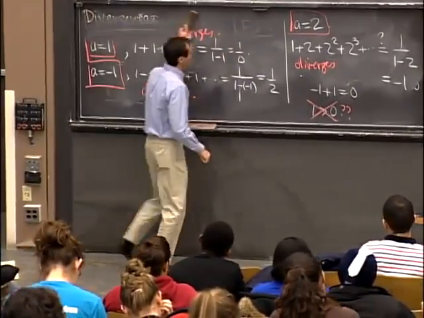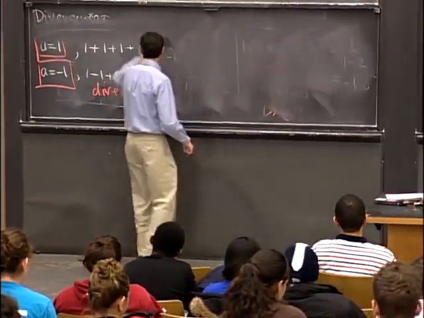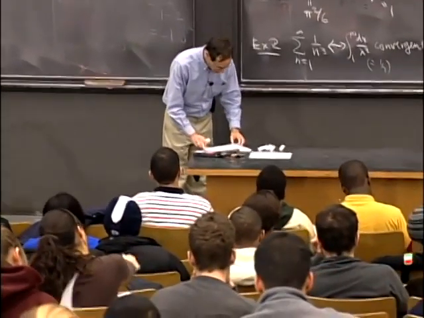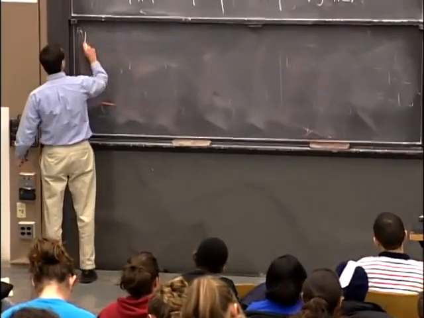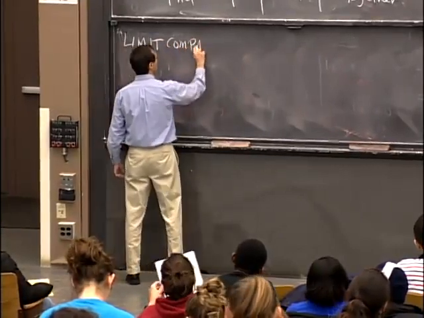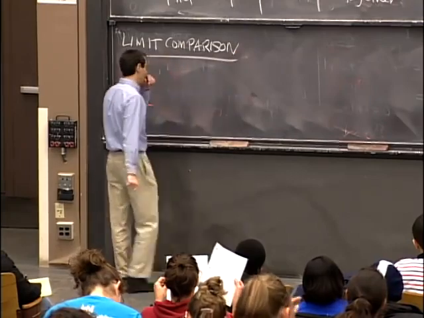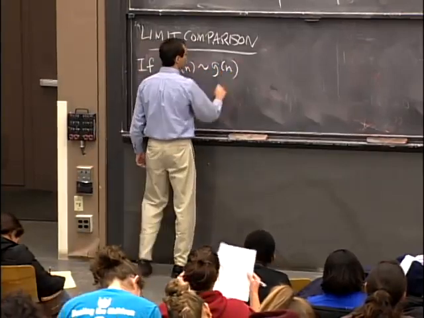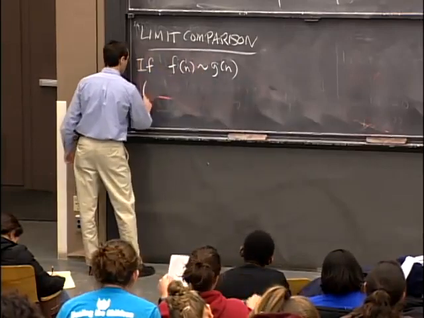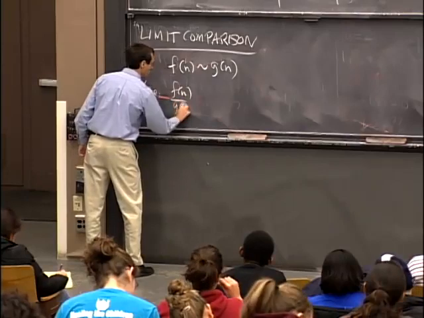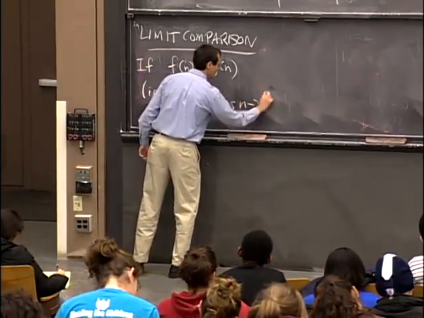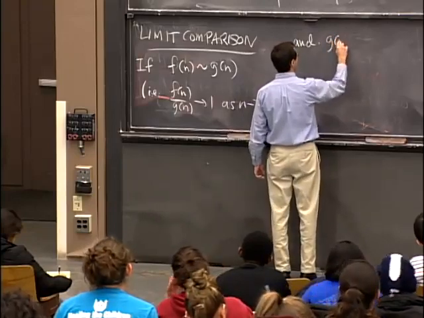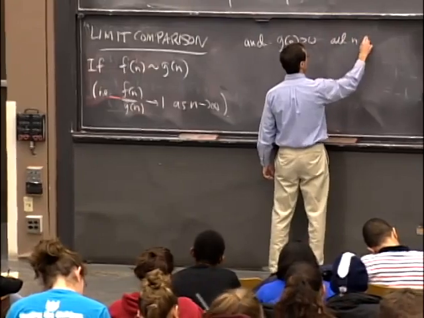And now I have one last bit on comparisons that I need to tell you about. And this is very much like what we did with integrals, which is a so-called limit comparison. The limit comparison says the following. If f of n is similar to g of n, we recall that that means f of n over g of n tends to 1 as n goes to infinity. And we're in the positive case, so let's just say g n is positive.